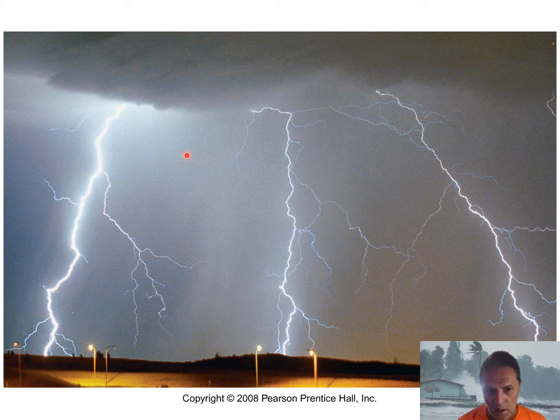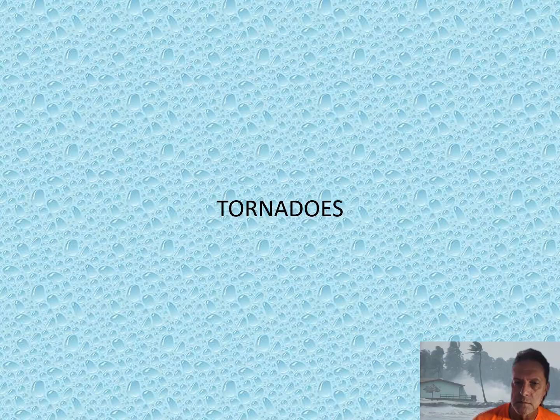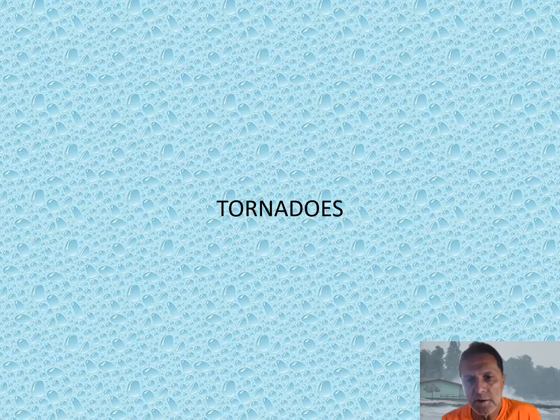So hopefully, if you're out in a thunderstorm, lightning storm, you'll take precautions. Don't stand under a lone tree. Don't be on top of a mountain or anything like that. Tornadoes are very, very dangerous storms. They don't occur everywhere. We don't get them much in Southern California. We do get them a lot in what's known as Tornado Alley in the Midwest of our country.